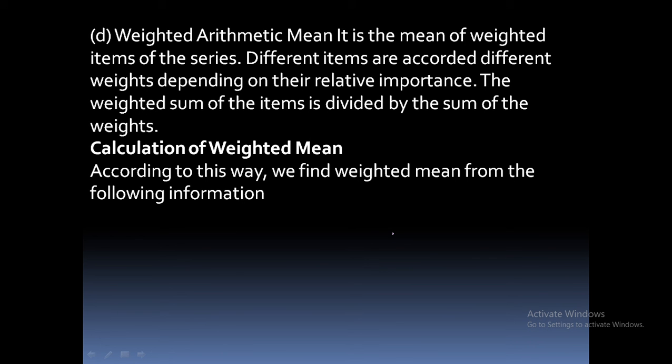And the next method is weighted arithmetic mean. It is the mean of weighted items of a series. Different items are accorded different weights depending on their relative importance. The weighted sum of items is divided by the sum of weights in the calculation of weighted mean. According to this, we find the weighted mean from the following information. Mean is equal to sigma wx over sigma w.